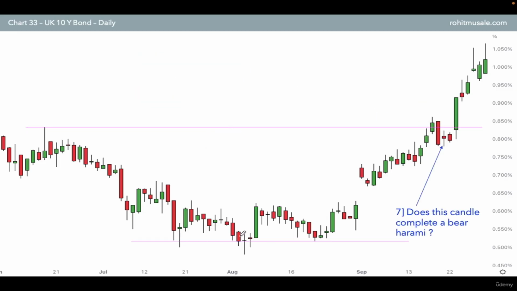Number 7, does this candle complete a bear harami pattern? Of course, just because the two candles are red in color doesn't mean that it is not completing a bear harami. Of course, it is completing a bear harami. The color does not matter.